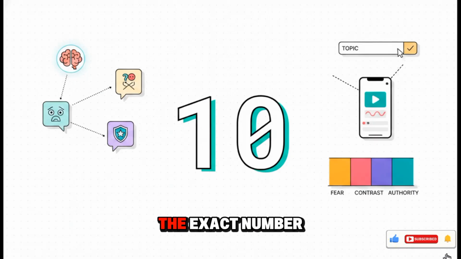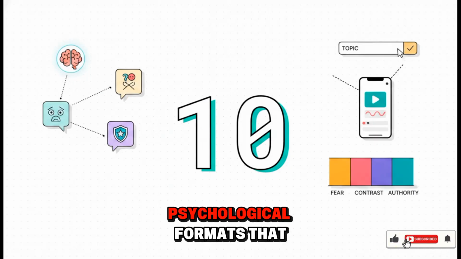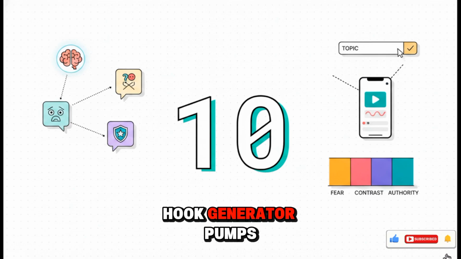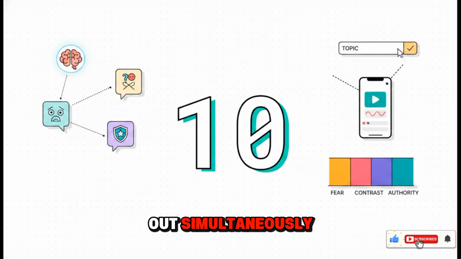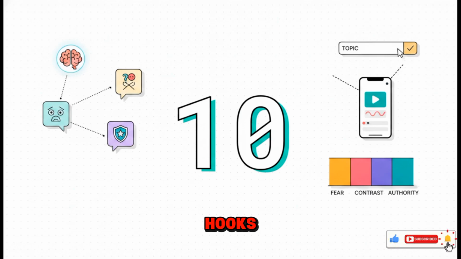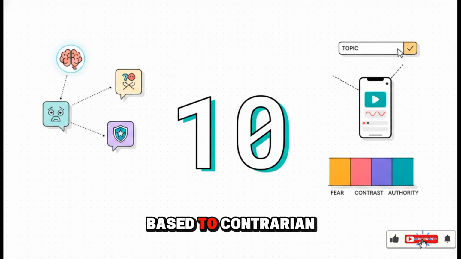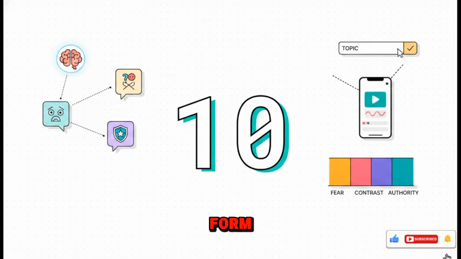10. That is the exact number of distinct psychological formats that the shorts hook generator pumps out simultaneously. Just by typing in a topic, you get a structured table of hooks, ranging from fear-based to contrarian, all the way to authority-driven. It literally takes all the guesswork out of short-form retention.